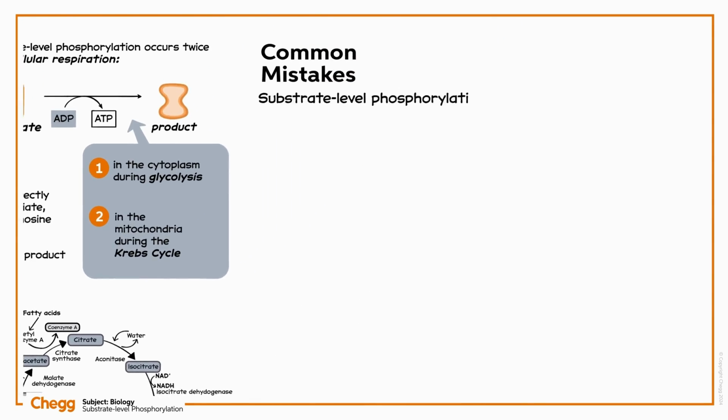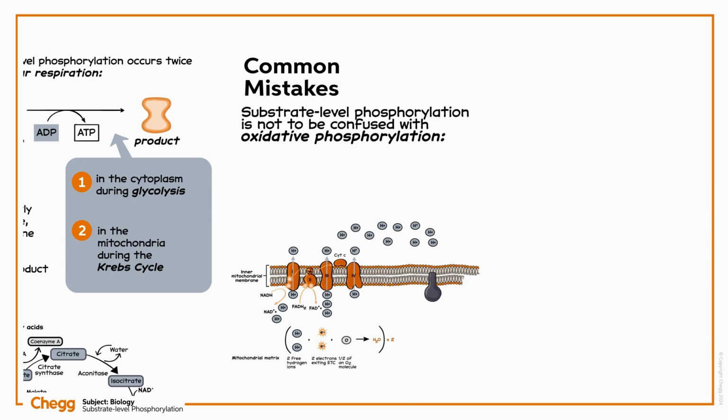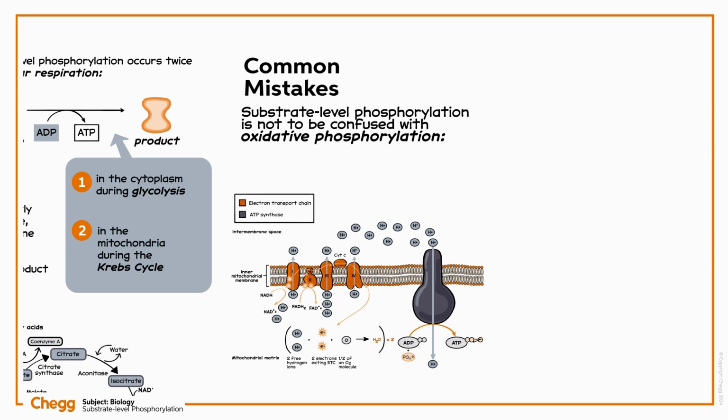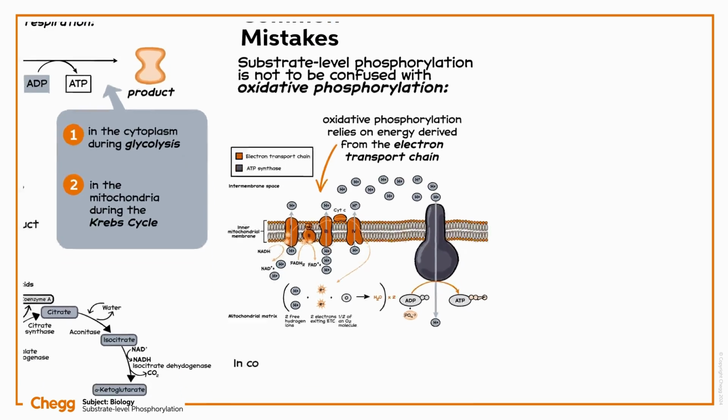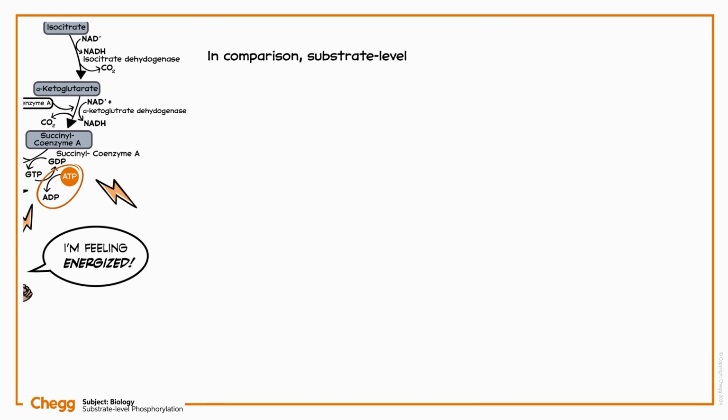Substrate-level phosphorylation is not to be confused with oxidative phosphorylation, a distinct, more complex process that couples phosphorylation with oxidation. Unlike substrate-level phosphorylation, oxidative phosphorylation relies on energy derived from the electron transport chain. Compared to oxidative phosphorylation in the mitochondria, substrate-level phosphorylation is a relatively minor contributor to the ATP in the cell.